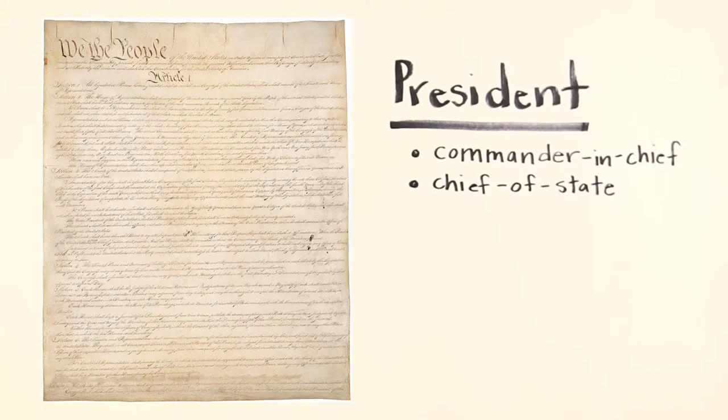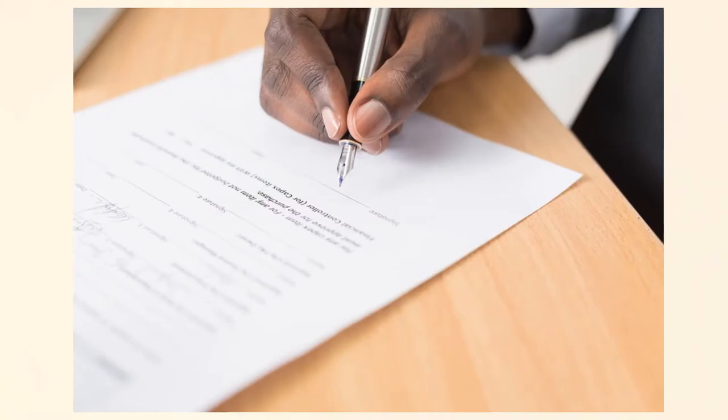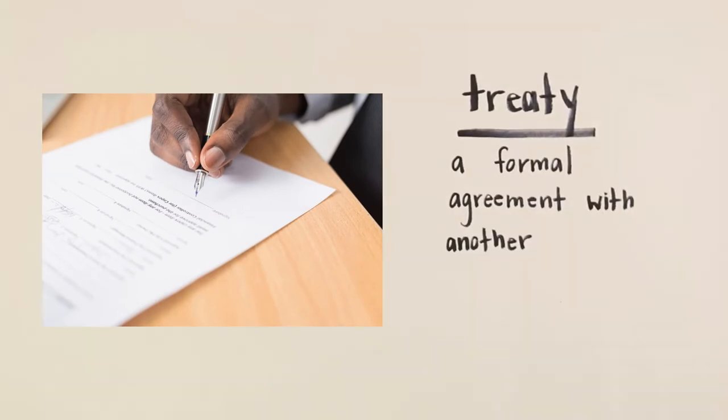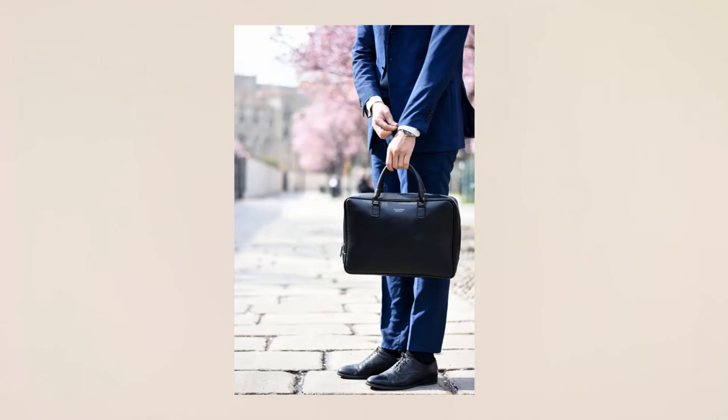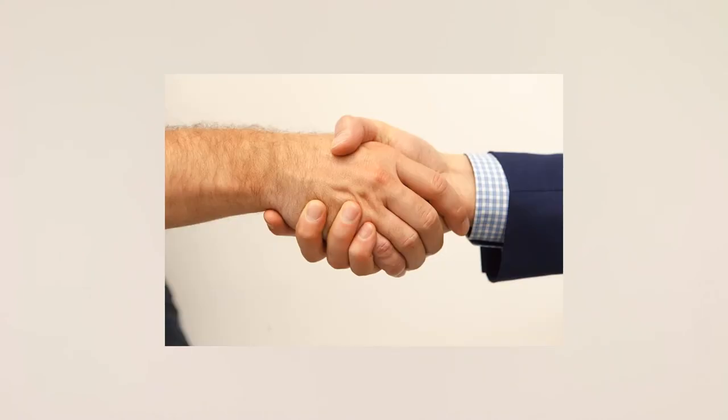The Constitution also names the president chief of state, which means that he or she represents the United States to other countries. Under this role, the president has the authority to make treaties, which are formal agreements with other nations. The president also appoints ambassadors, the people who represent the United States government in other countries. Other countries also send their own ambassadors to the United States, and the president has the power to recognize or refuse to recognize these officials.